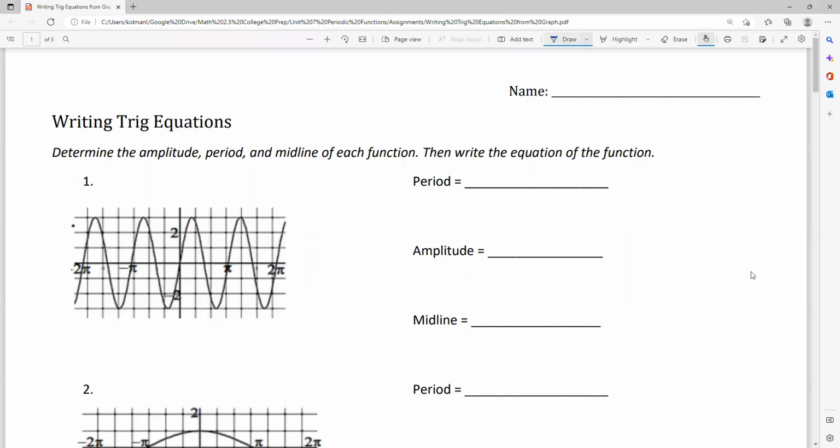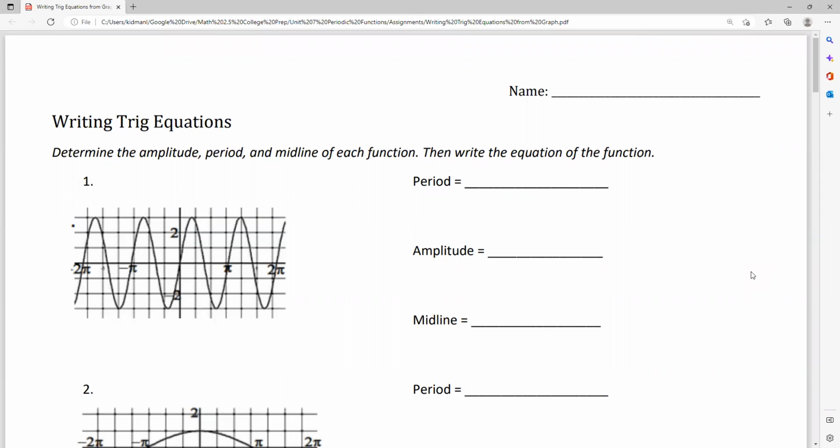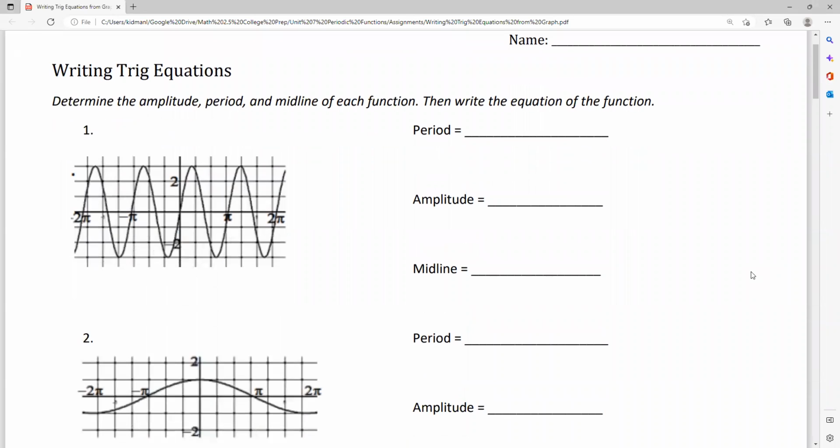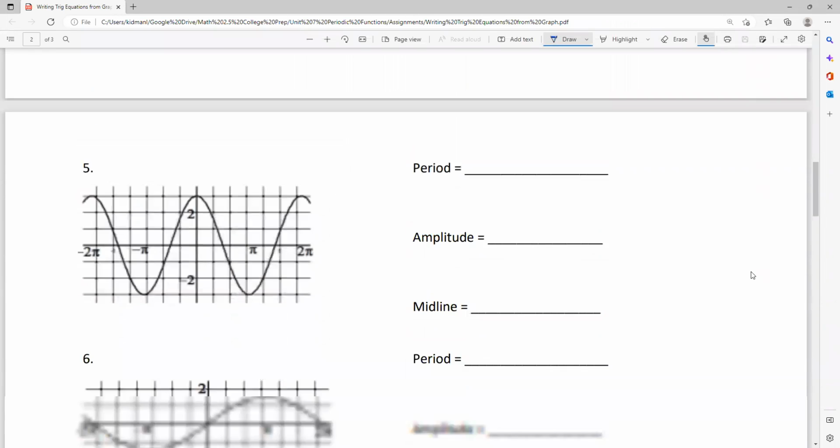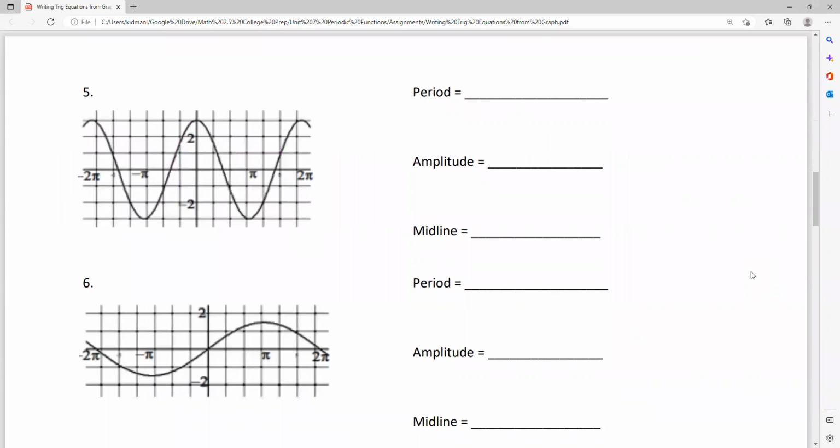We're going to be talking about how you can write trig equations given a graph. These are going to be very basic ones. There's not going to be any horizontal shifts, and we're even going to write these equations without vertical shifts. However, you can use the same idea to find that vertical shift if your midline is in a different place. So rather than looking at the first few questions, we're going to jump down to questions number 5, 6, and 7 to go over this.